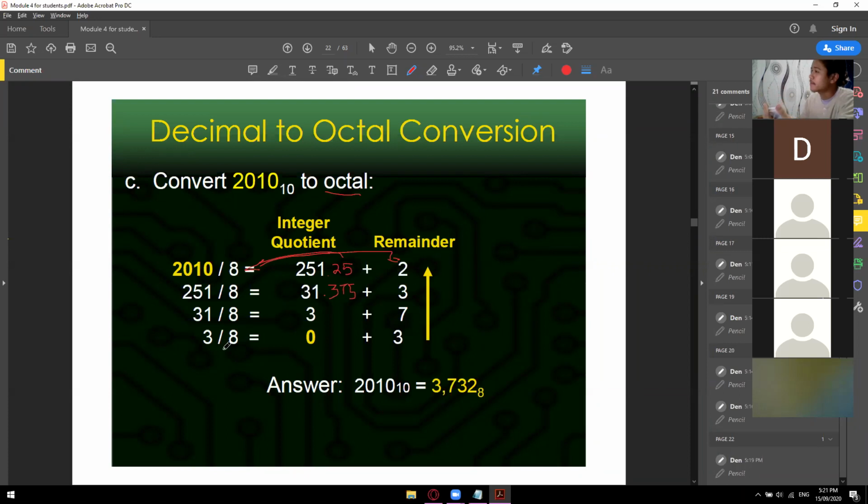And then 3 divided by 8, pwede pa rin naman. Pero ang lalabas dito is 0.375. So 0.375 times 8, then you'll get a remainder of 3. And then just read everything from bottom to top. 3732 base 8. So do not forget to include the base. That's very important. That's an indicator that we have already converted this decimal into octal.